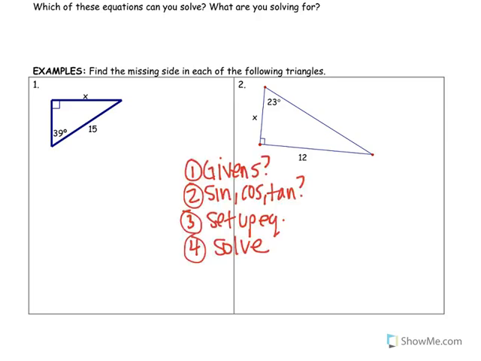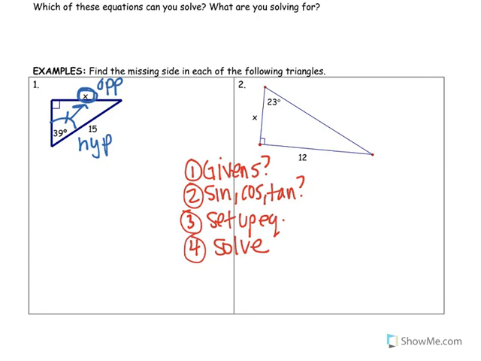I'm going to give you some steps that we can follow to solve for the missing side. The 4 steps are: first, identify the givens. Then figure out if we're going to use sine, cosine, or tangent. Then set up an equation and solve. Looking at number 1, what am I given? I'm given the angle, 39 degrees. I'm also looking for the opposite side. And I'm also given the hypotenuse.